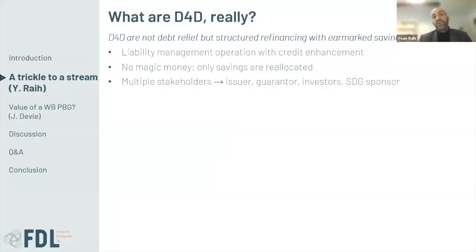But because they are supported by a development partner that provides a credit enhancement, for instance, it can be a warranty, an insurance, a political risk insurance. Because of this support from an official creditor, the savings are generated, and these positive savings can be used and earmarked to a development program. It can be climate, nature, education, water, and so on, a development one. So three elements are very important to keep in mind. This liability management operation aspect of debt swaps. The other one is that there is no magic money in debt for development swaps.